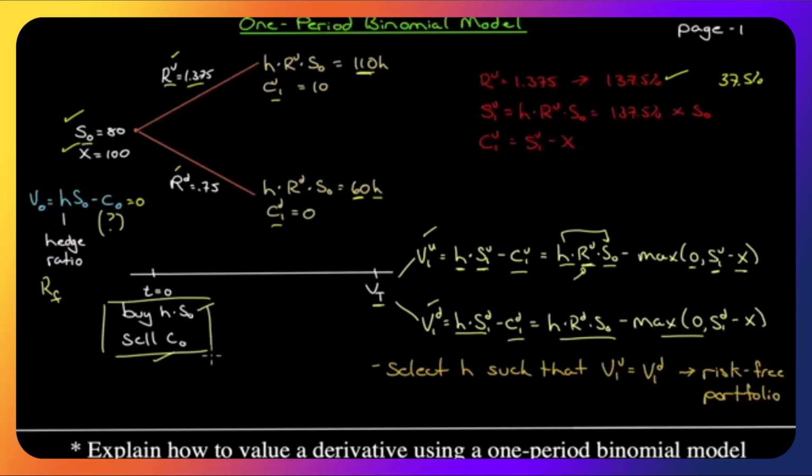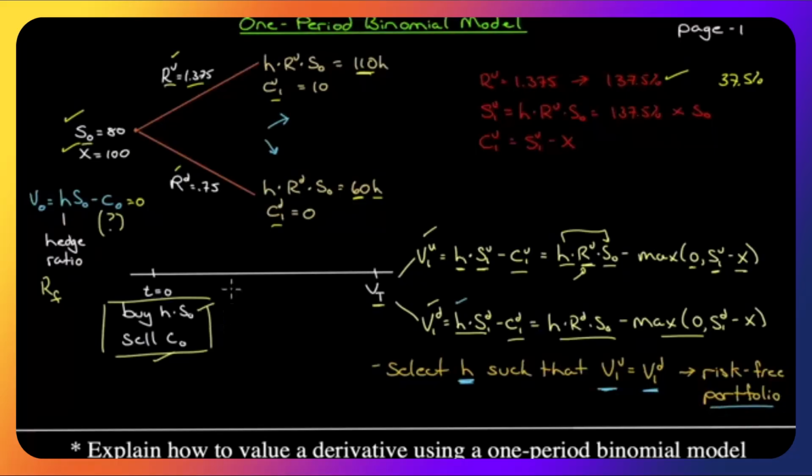Now, here's the thing. We started from a risk-free portfolio. A risk-free portfolio should earn the risk-free rate of return. There should be no risk. So if there's no risk, if we went up or we went down, we should end up with the same outcome. So we're going to find H, our hedge ratio, such that the value of the portfolio if we go up or the value of the portfolio if we go down is the same, because we want a risk-free portfolio.